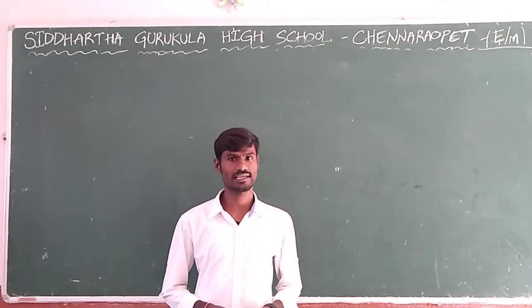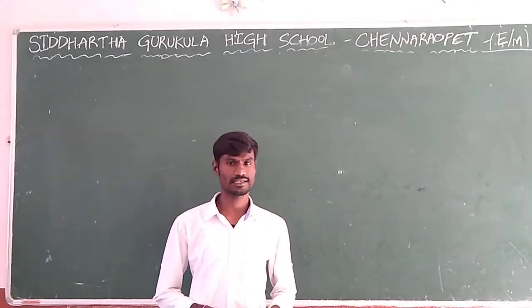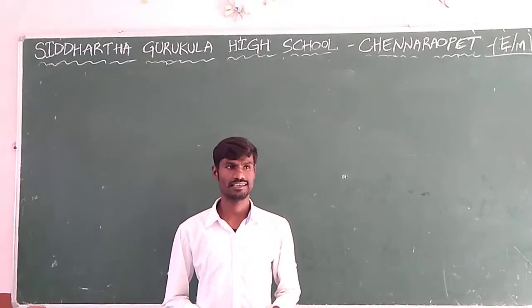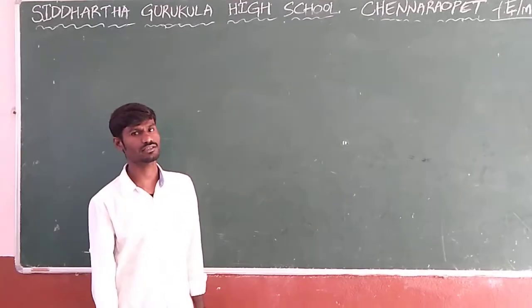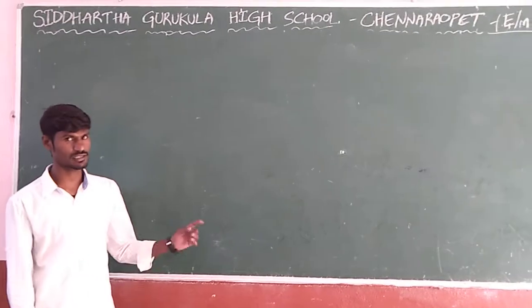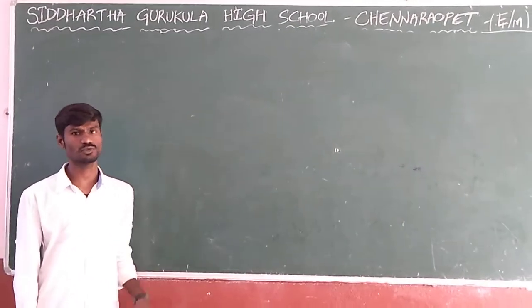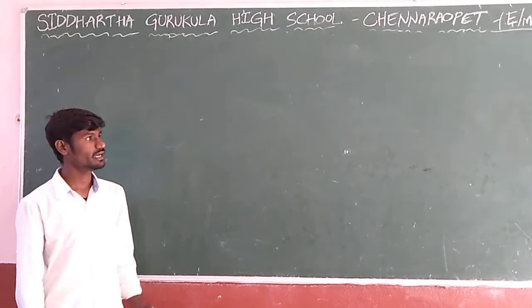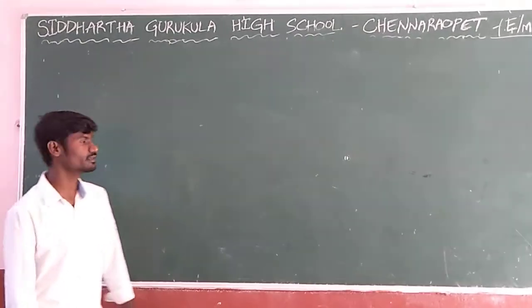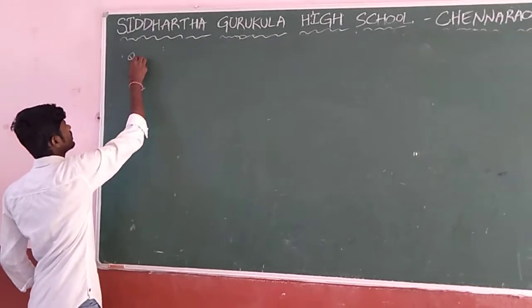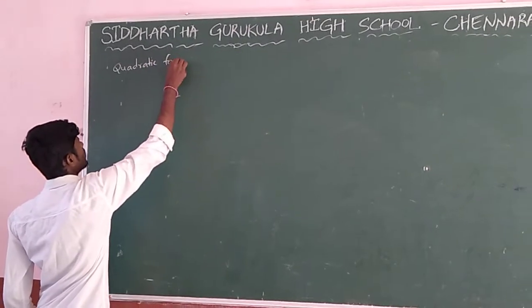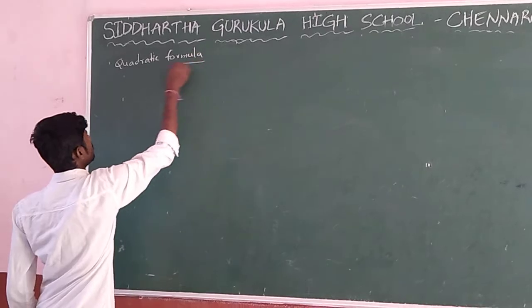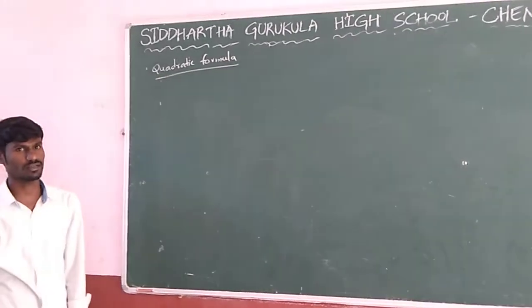Students, in the last class we discussed quadratic equations ax square plus bx plus c equal to 0 and their solution by the methods of factorization and completing the square. Two methods we completed yesterday, and in today's class the third method is the quadratic formula. How can we find the solution by the method of quadratic formula?